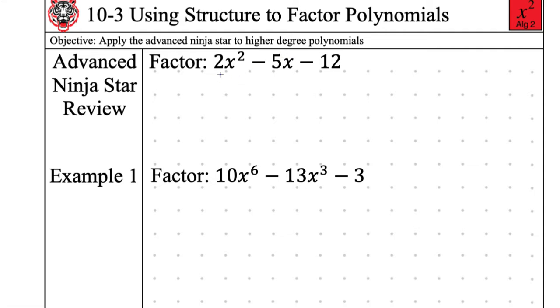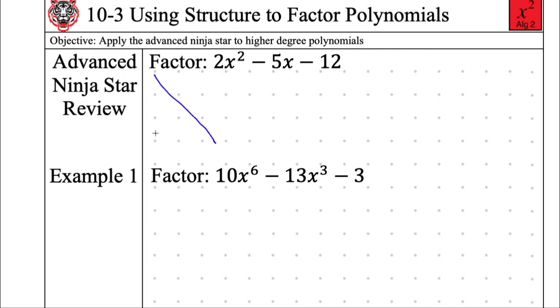That's always my first step, and because this is a 2 and a 5, those are co-prime, meaning there's nothing I can factor out in terms of the coefficients, and there's no x in this last term. It's a constant term, which means the greatest common factor for all three terms is 1. I can't factor anything else out of it. So after doing GCF, I am now going to do Advanced Ninja Star.